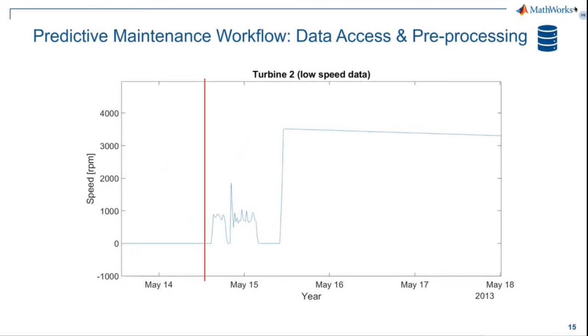So what Peter explained is that when you wash a turbine, the machine undergoes a series of ramp ups and ramp downs. You can see here it's turned off, then it's ramped up to run at about 800 RPM, then it's ramped down again. And this process takes about 8 to 12 hours.